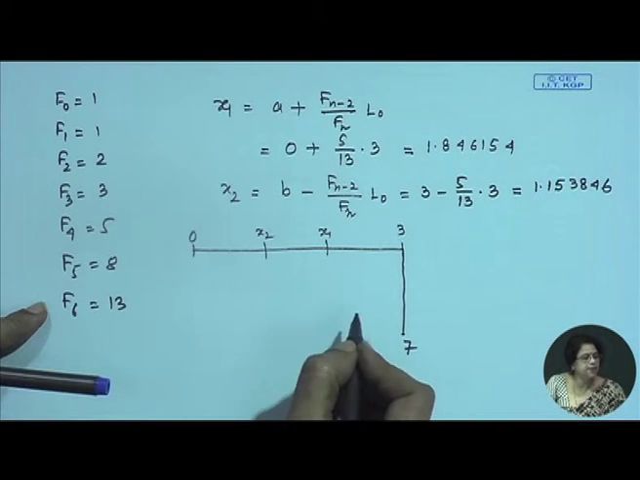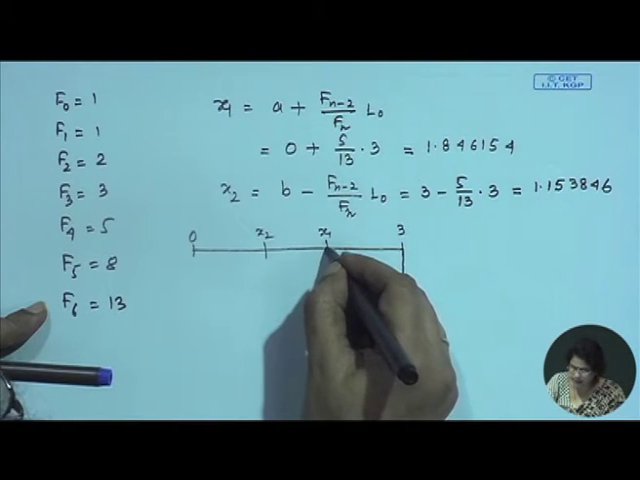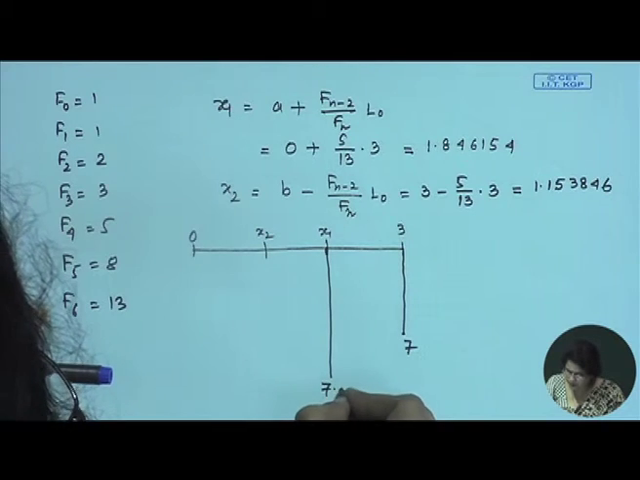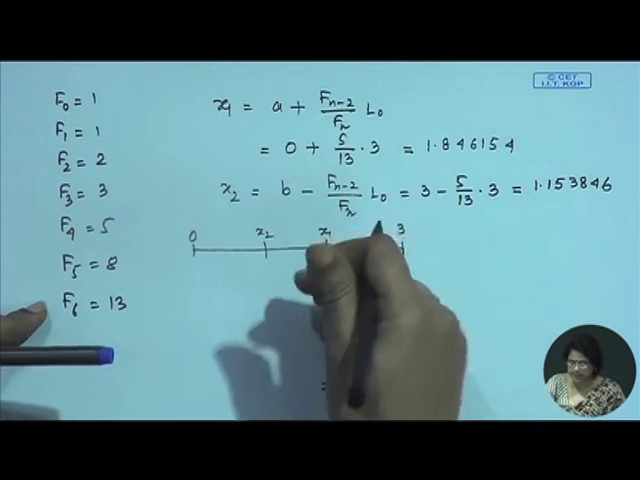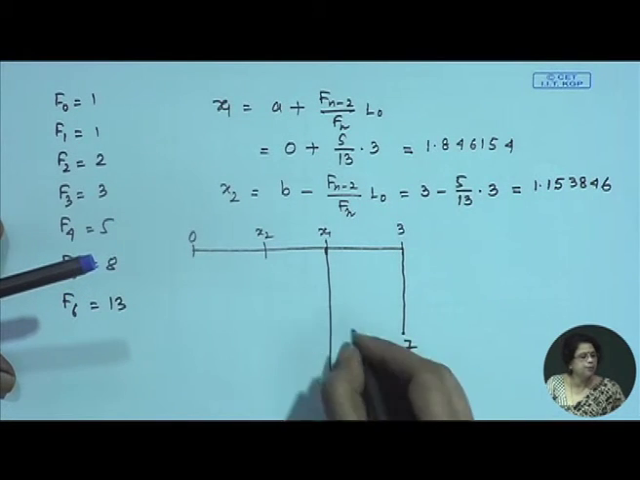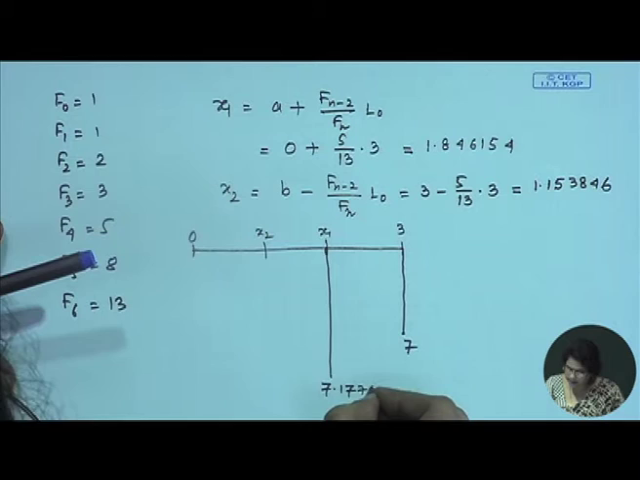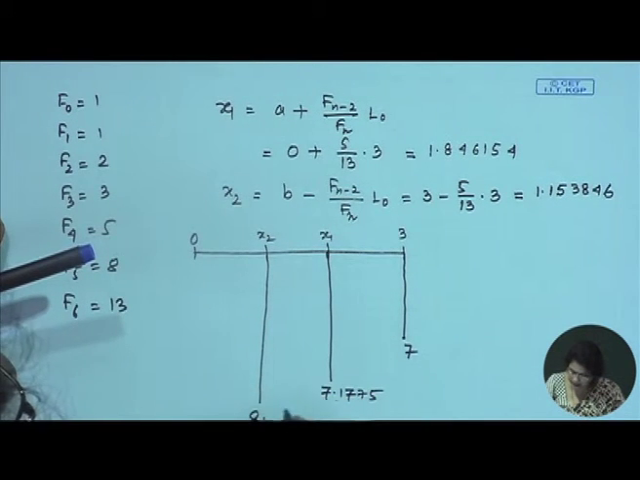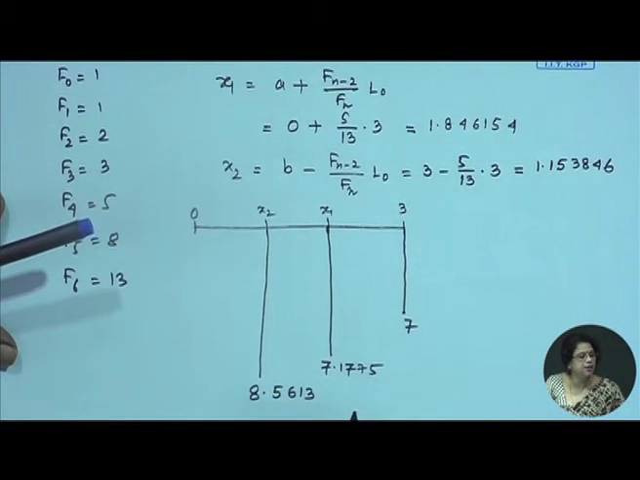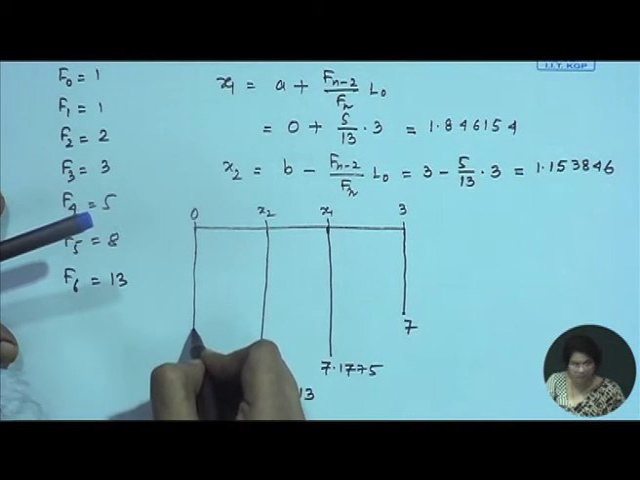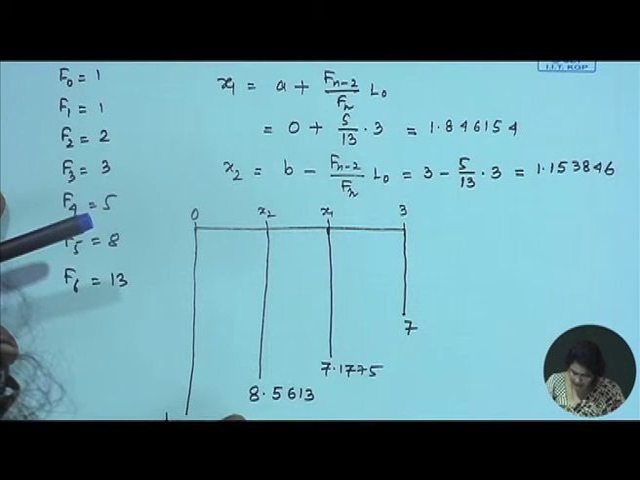At this one, it is coming 7.17 on the positive side. Since the space is not there, I am considering the positive side here. Alright, 7.1775. For x2, the value is coming far greater, 8.5613, and this is coming much more, 13.